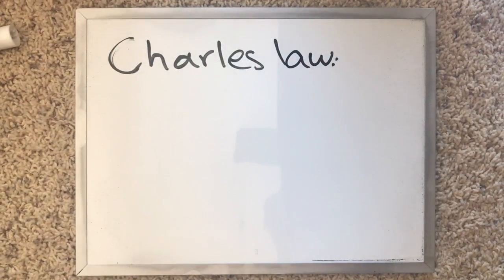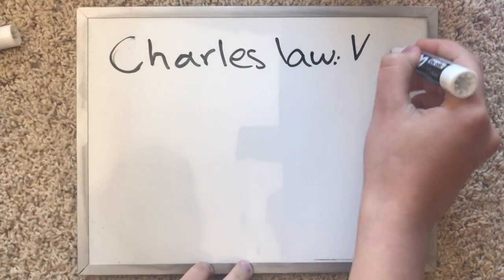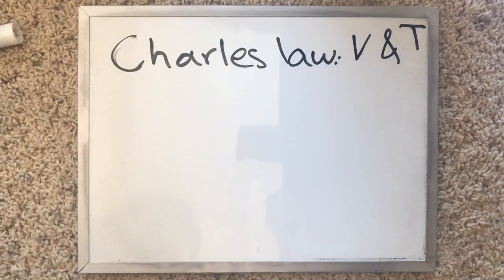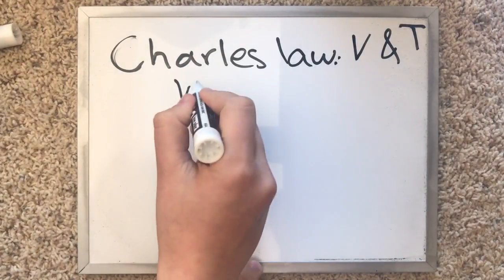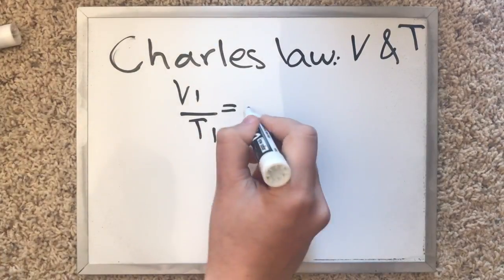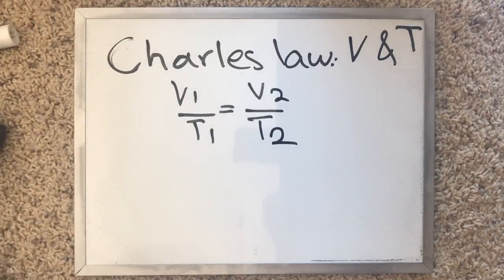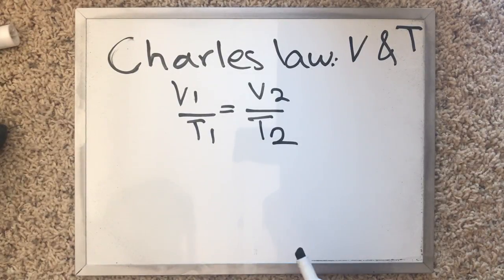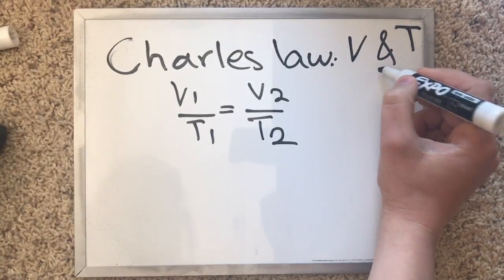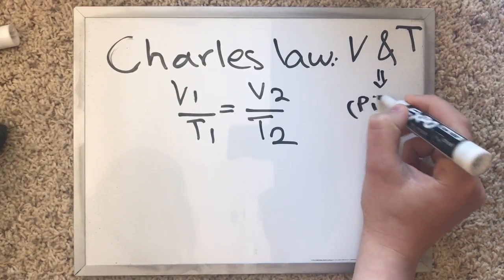That talks about the relationship between volume and temperature. Volume and temperature are directly proportional. So V1 over T1 equals V2 over T2. And remember that for all of these laws, when we're changing two things, the third one, which is either pressure, volume, or temperature, is going to stay constant. So for Charles' law, pressure is constant.